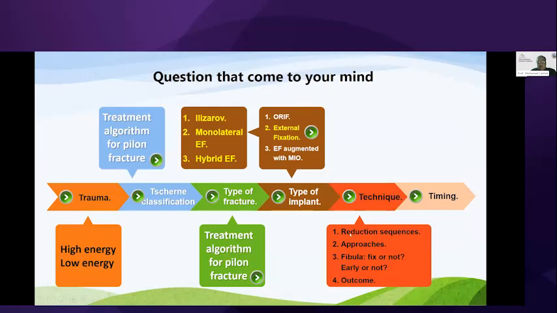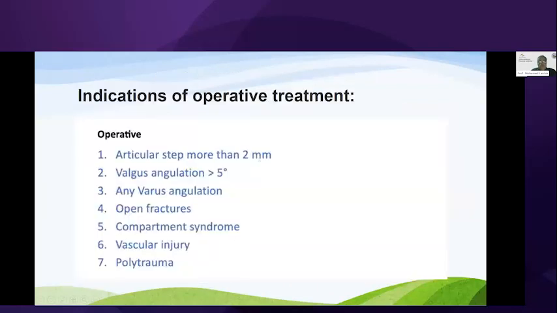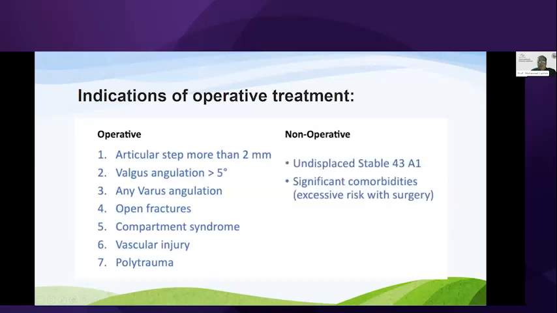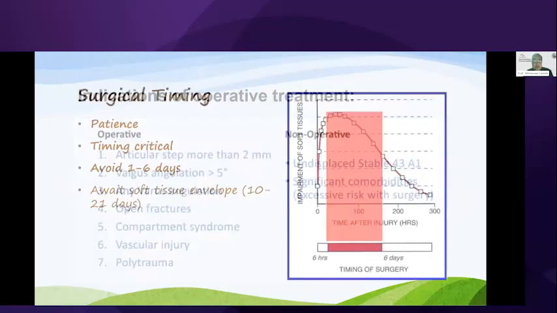According to the technique, we can talk about reduction sequence, approaches, and fibula fix or not, and the outcome. Timing of treatment, either acute treatment or delayed intervention or staged procedure. Indication for operative treatment: articular step more than 2 mm, valgus angulation more than 5 degrees, any varus, open fractures, compartment syndrome, vascular injury, or polytrauma. A non-operative indication: undisplaced stable type A1 or significant comorbidities, excessive risk with surgery.